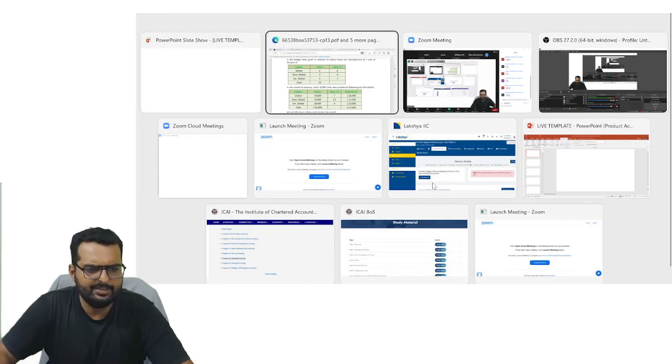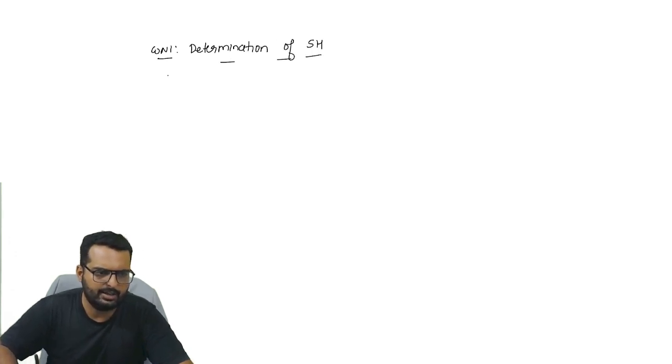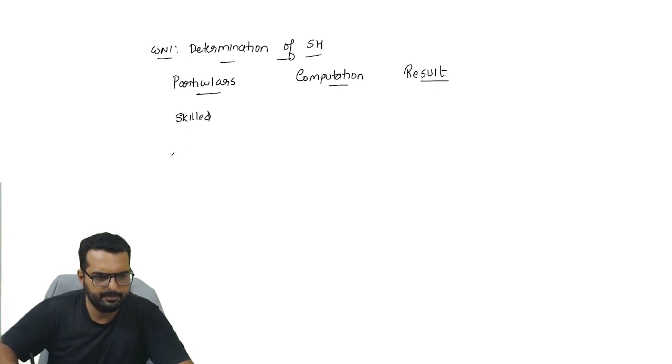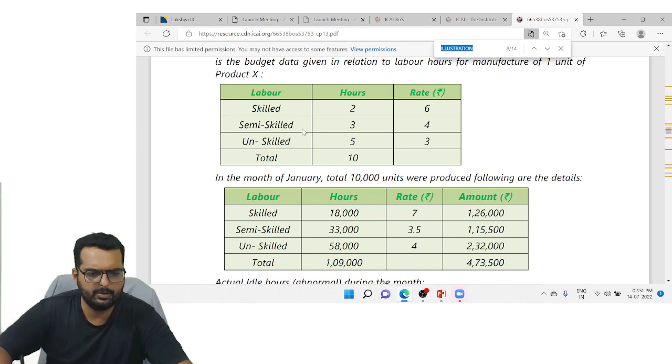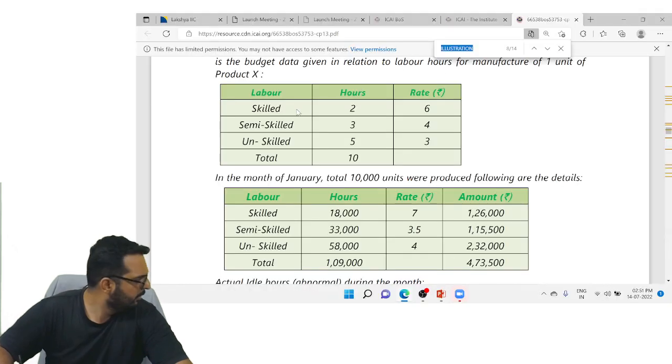So what we'll do next is this problem, we will do it together now. So I'll write down working note number one, determination of standard hours. Let's start with that. Okay. So we are having three types of labor. I'll write particulars, computation, and then finally what will we have? We will have result. So we have skilled labor, we have semi-skilled labor, and we have unskilled labor. Okay. So actual output is 10,000 units. So it will be 10,000 into 2 hours.